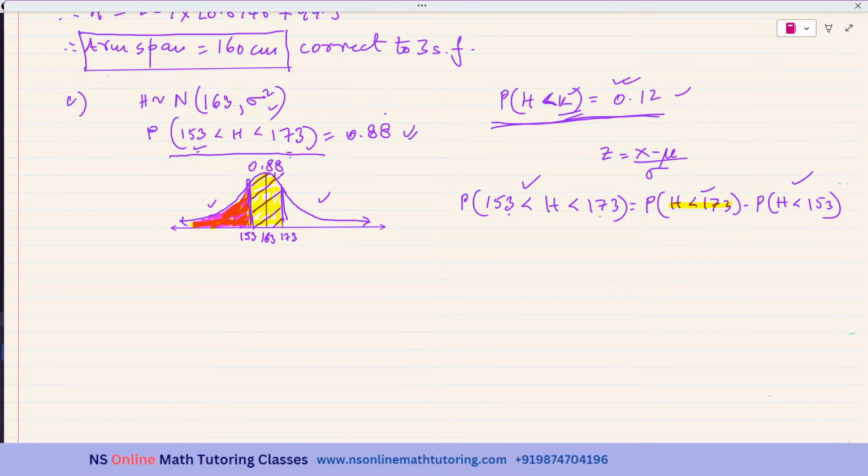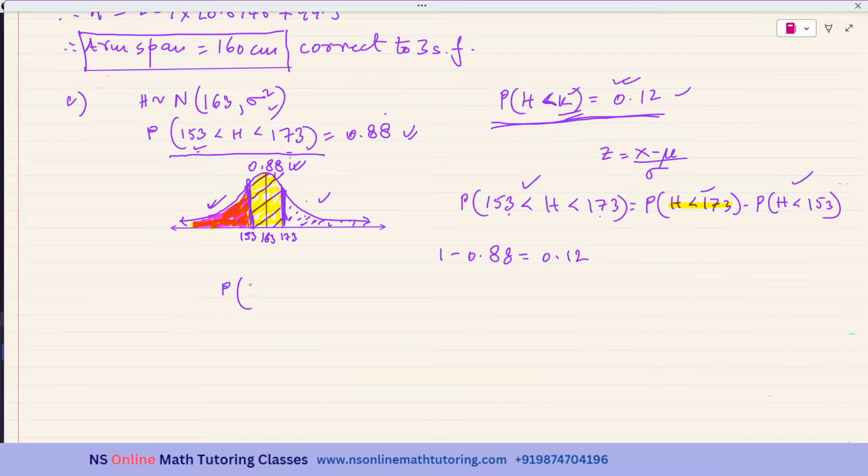Because the probability of this portion is 0.88, what will be the probability of this section, which is currently highlighted in pink, and this portion? It will obviously be 1 minus 0.88, which is equal to 0.12. Clear? So the probability of H less than 153 plus the probability of H greater than 173 is 0.12.